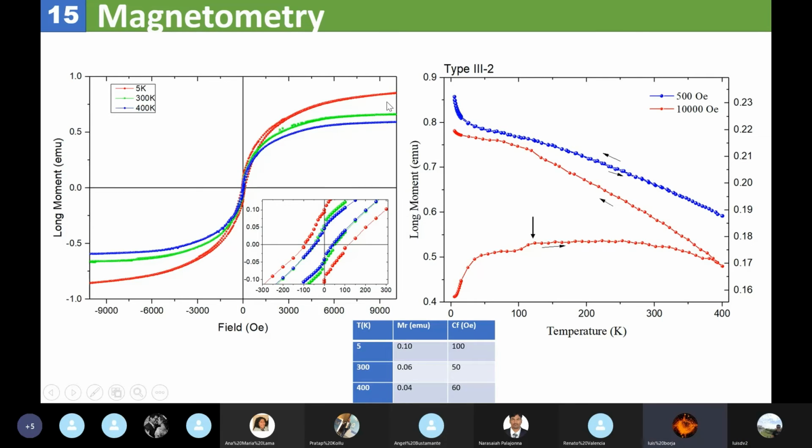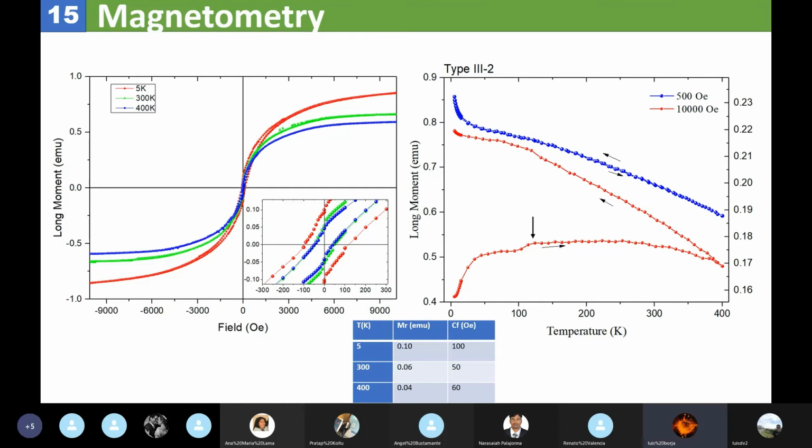Okay, also this is the magnetometry for the hysteresis and the magnetization measurements for the sample type 3.2. Similar to the last one, it is measured at 5 kelvins, 300 and 400 kelvins. Also, we observe a behavior like superparamagnetic behavior, but it's necessary to do further research to confirm exactly what the behavior is.